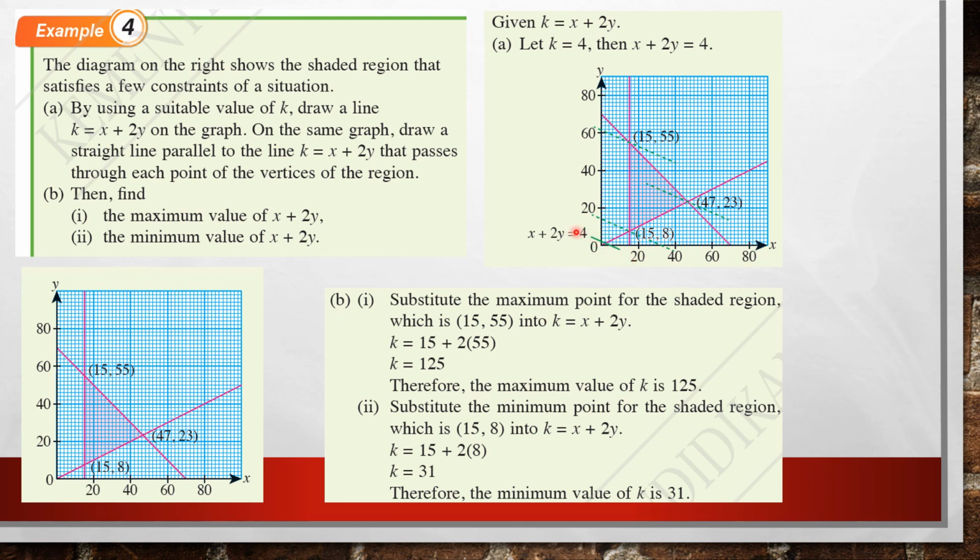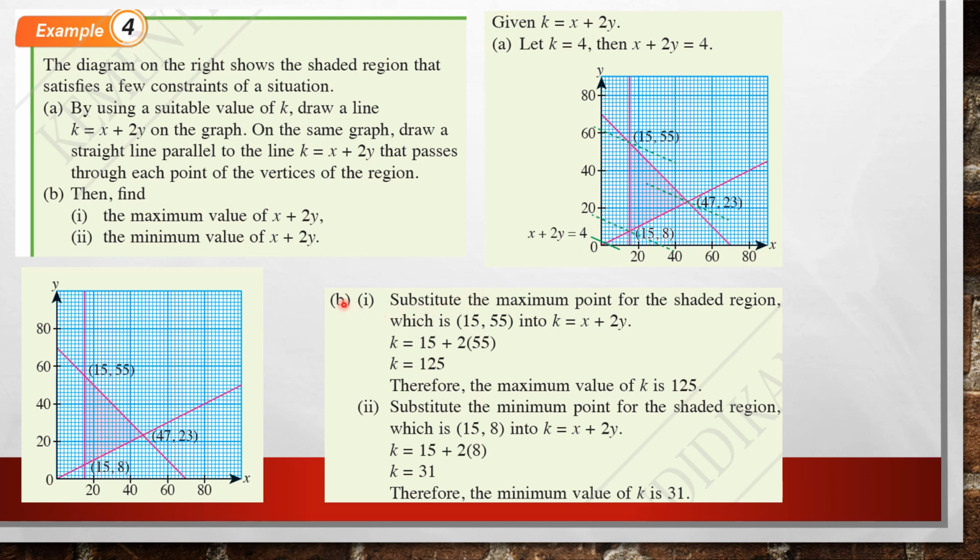So you put the ruler according to the equation that you drew, then you just bring up the ruler. The first vertex that the ruler will touch is 15, 8. Then you go up, the second point that the ruler will touch is 47, 23, and the last point that the ruler will touch is 15, 55. So the last point is the maximum point. The first point that the ruler touches is the minimum point.